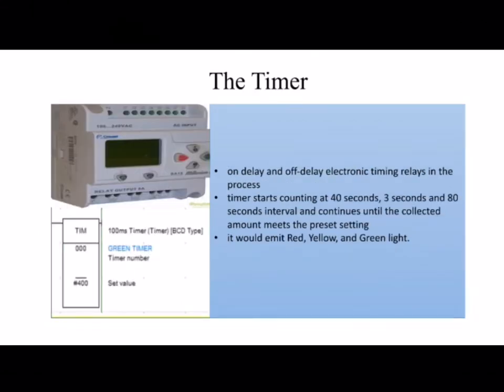Moreover, the PLC timers include on-delay and off-delay electronic timing relays in the process. The timing starts counting at 40 seconds, 3 seconds, and 80 seconds intervals and continues until the accumulated amount meets the preset setting. The output will be activated when the accumulated value meets the predefined time. Then, using the timer, it will emit red, yellow, and green light.